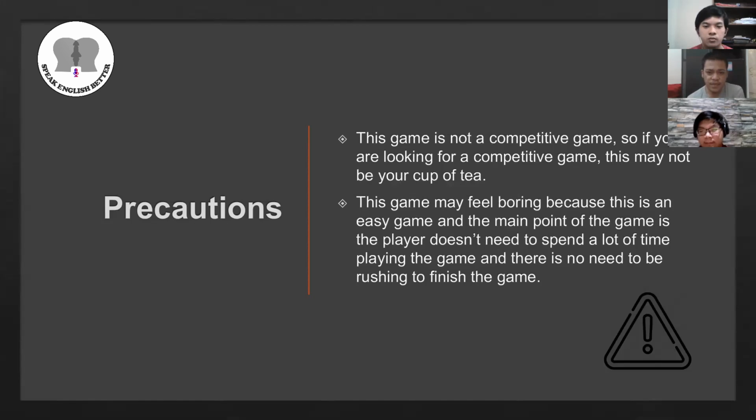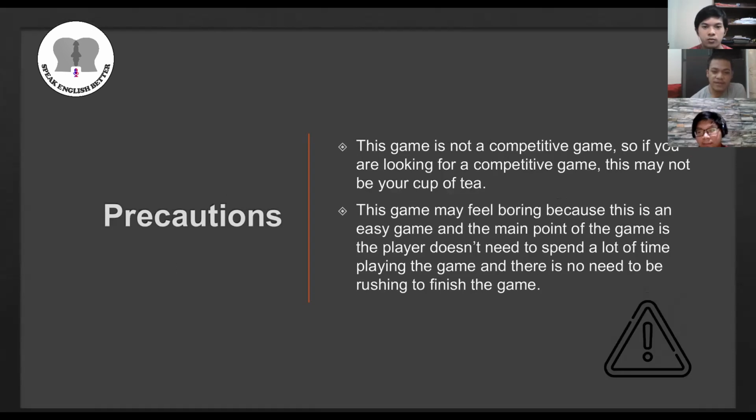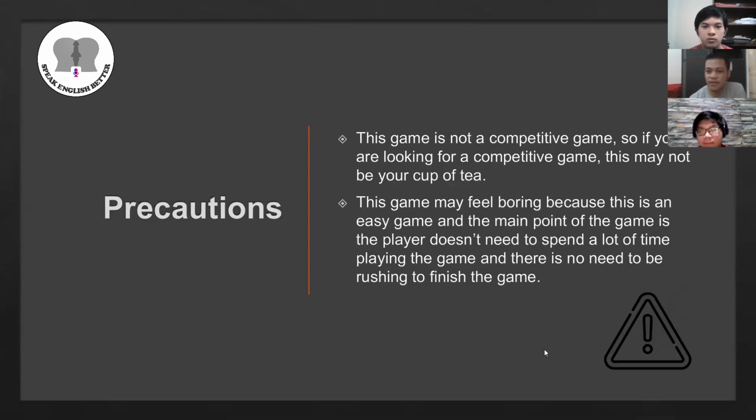Precautions. This game is not a competitive game. So if you are looking for a competitive game, this may not be your cup of tea. This is a type of game that's suitable for playing while you're relaxing. This game may feel boring because it is an easy game, and the main point of the game is that the player doesn't need to spend a lot of time playing the game, and there is no need to be rushing to finish the game.